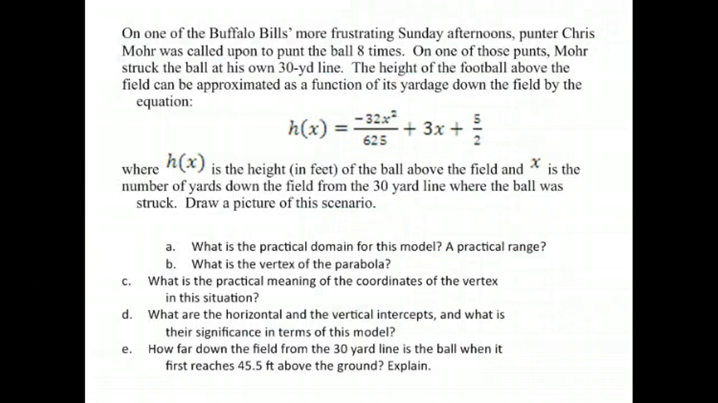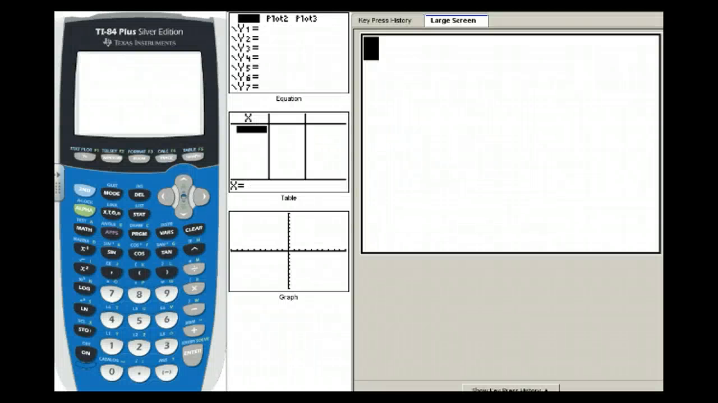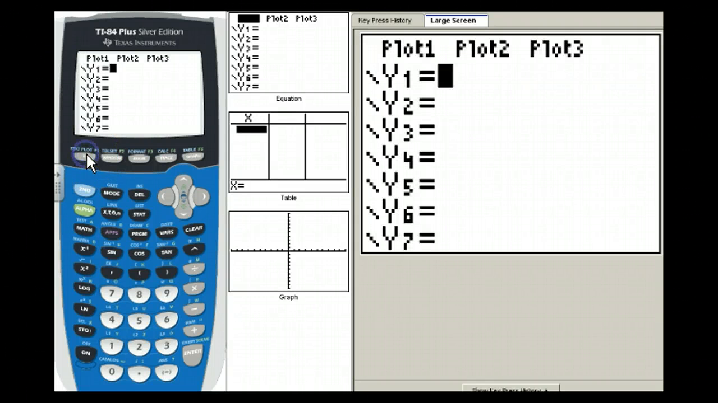Here is an example taken straight out of the online text. Pause the video, read through the question, and know what it's asking. The first thing we need to do is to enter the equation into the calculator. Hitting the y equals button, we will simply type in the equation. Y equals negative, and I always put my fractions in parentheses when I'm working with the calculator. This way the order of operations is preserved.